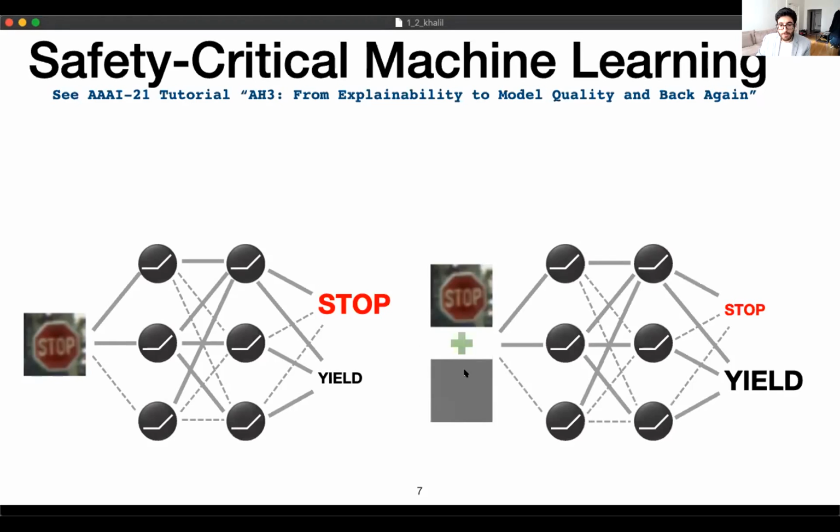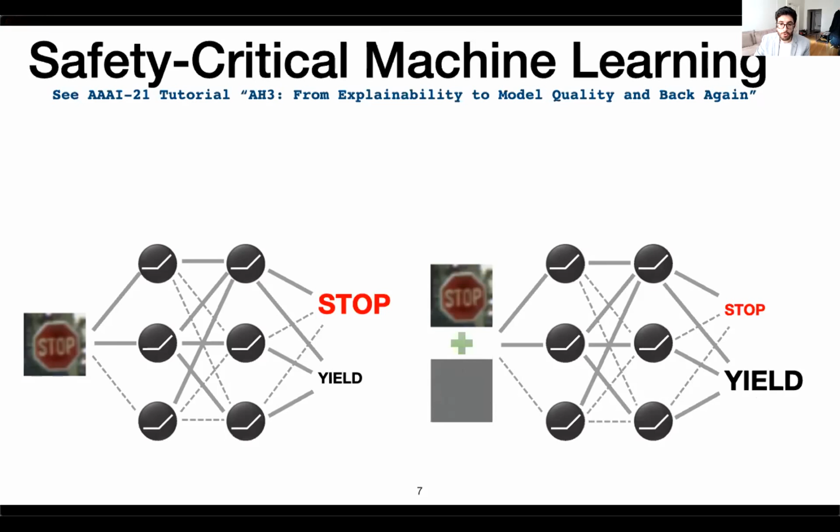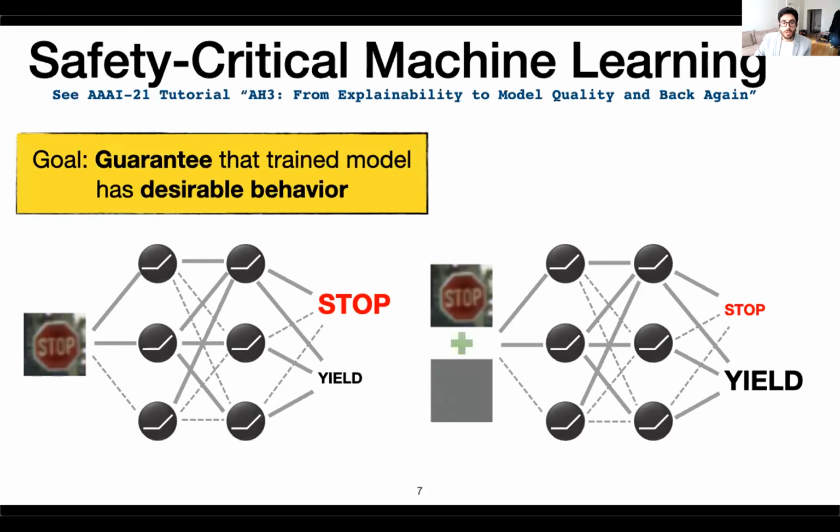So you add some small amount of really intelligently constructed noise. So this kind of gray matrix, which really seems like nothing. And then all of a sudden this neural net, instead of outputting stop, you see it's now outputting yield. And this obviously can be dangerous in practice if you're using this in any kind of real-time autonomous driving system. And so one thing you might like to have for this model is to guarantee that the trained model has some desirable behavior. Let's say you want it to be robust to a certain type of perturbation. So given a pre-trained model, you would like to make sure it's not gonna make such mistakes.